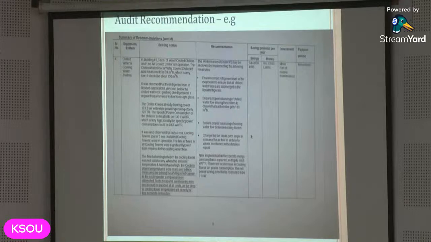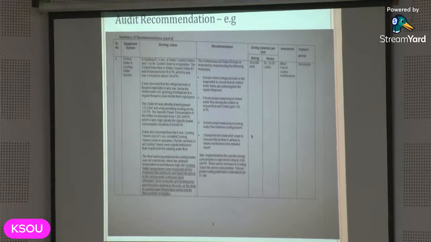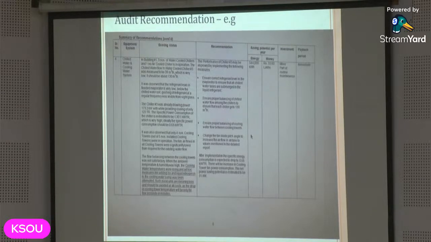What is the investment? A minor part of routine maintenance. Here you don't need to add any equipment or instrument. Just a change in routine maintenance will yield you around 33 lakhs per annum. So that is the beauty of an energy audit, if you conduct it thoroughly and do it in industries where energy is consumed at a large scale. So these are some of the recommendations plus observations.